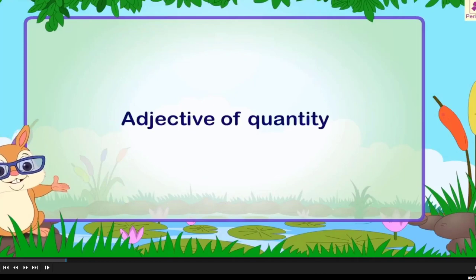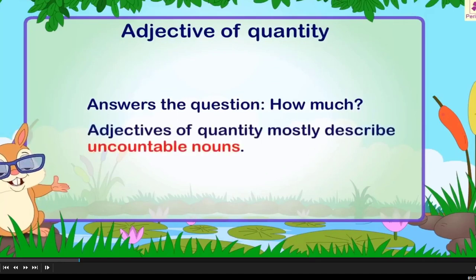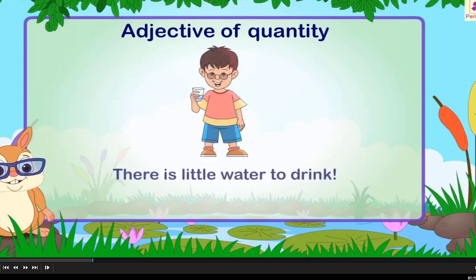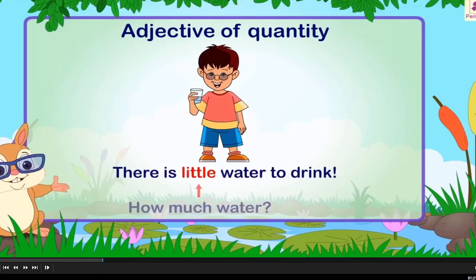Adjective of quantity. An adjective of quantity answers the question, how much? Adjectives of quantity mostly describe uncountable nouns. For example, there is little water to drink. Little answers the question, how much water?